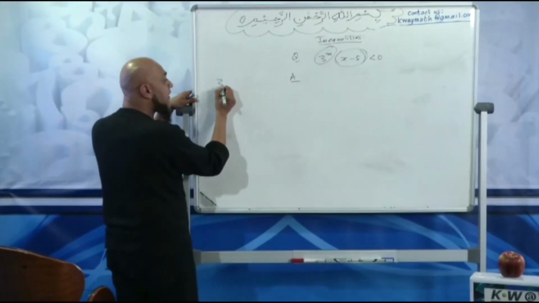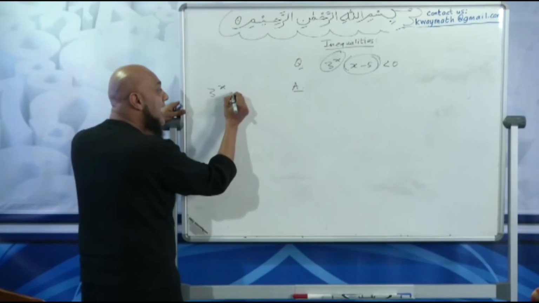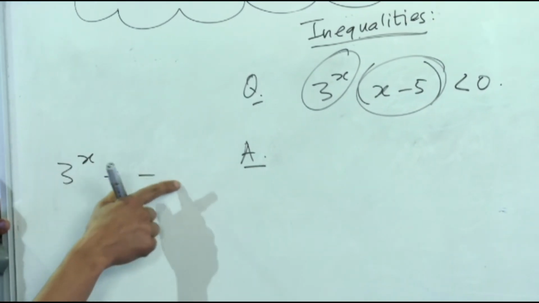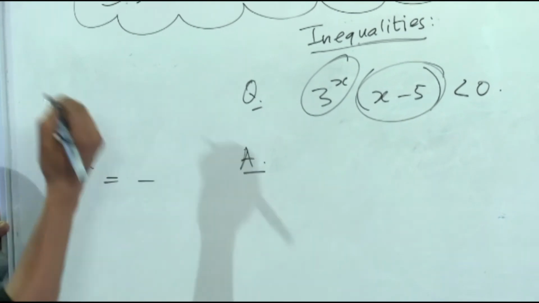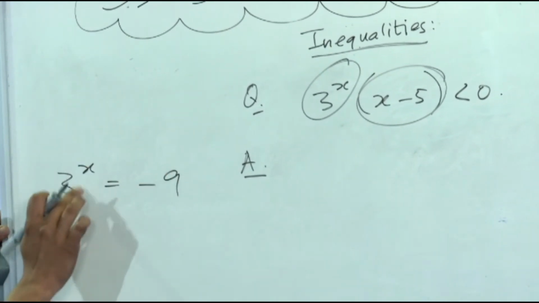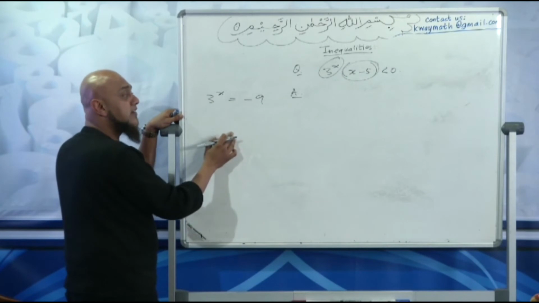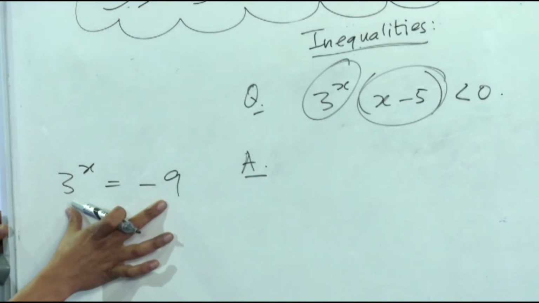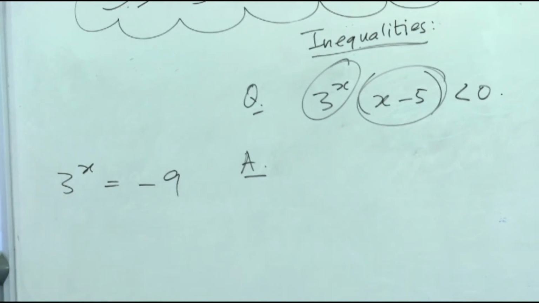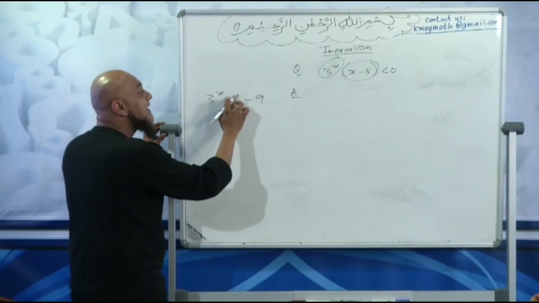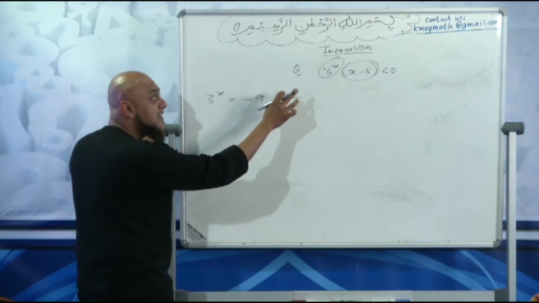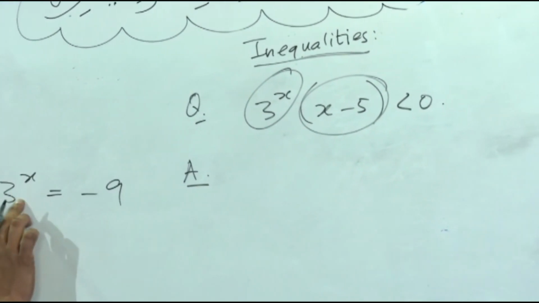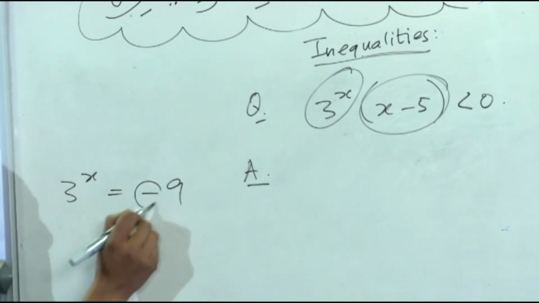If I took 3 to the power x and I made it an equation, can 3 to the power x ever equal a negative number? Take any number. Let's take 9. Can 3 to the power x ever equal negative 9? Because you need to make the bases the same. Would you ever be able to make the bases the same? Never, ever. So 3 to the power x can never be less than 0. Why? Because 3 to the power x can never be negative.